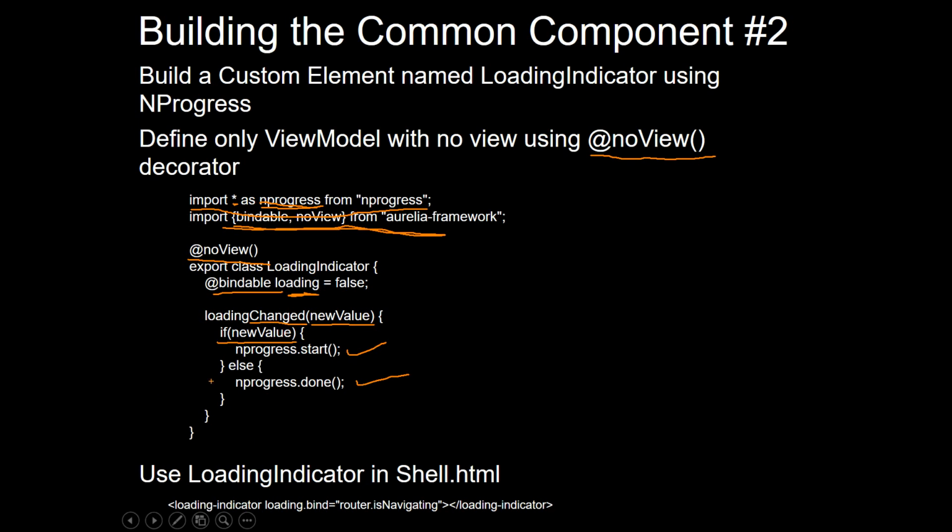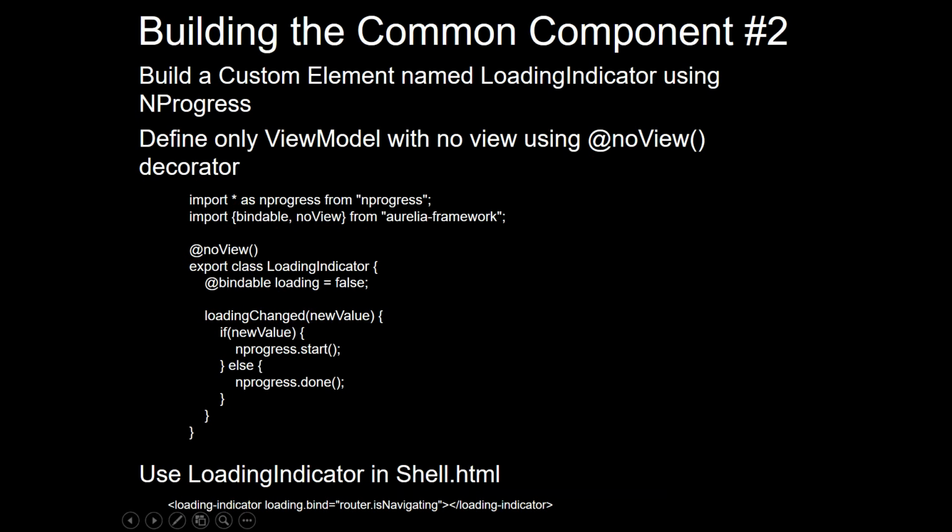Okay, so this is how we define our view model only custom element. If you noticed, we've seen two variations. In the previous section, we saw an HTML only component or custom element that was used for the nav bar. Now we are seeing the view model only custom element, which only has a view model but no view. So we've seen two variations.